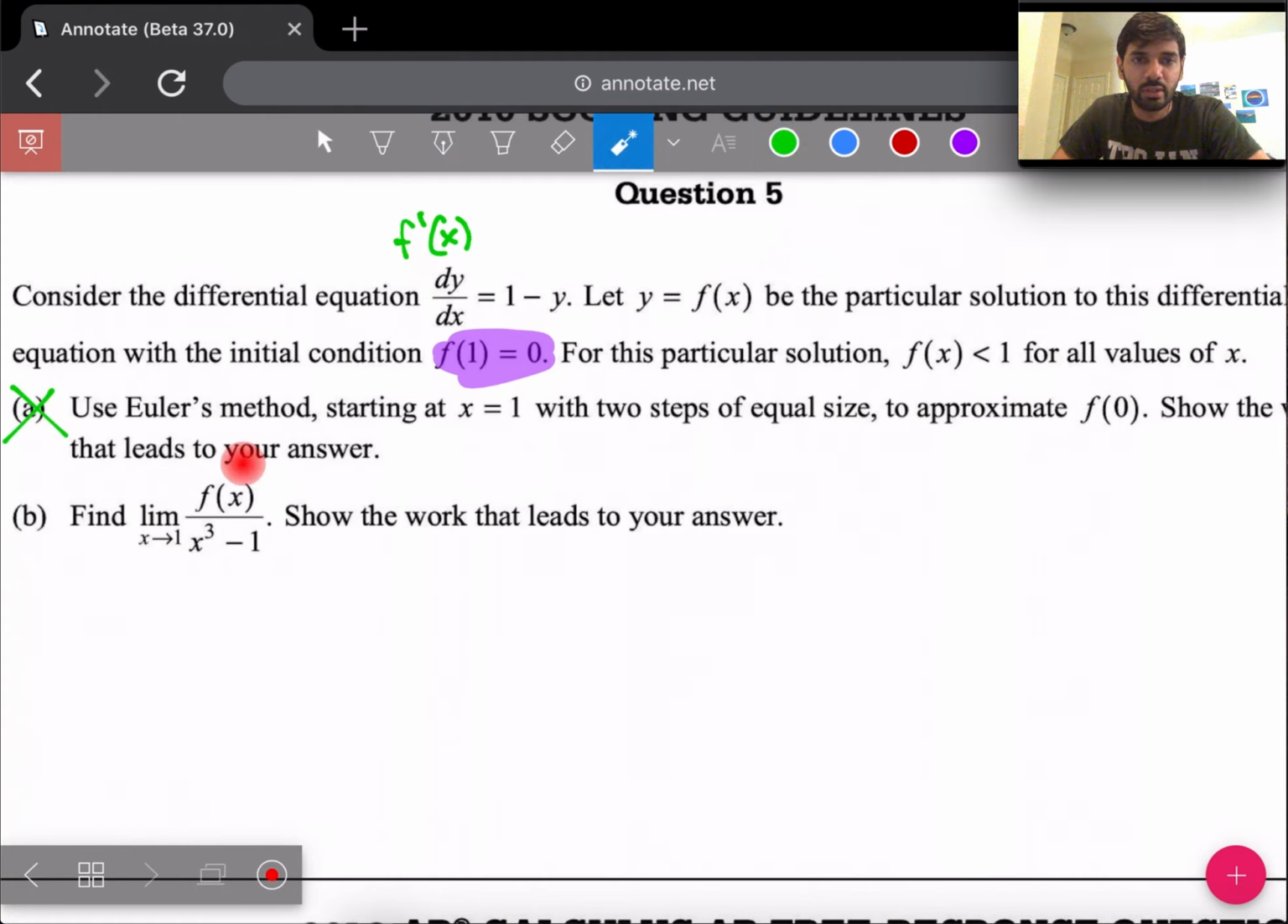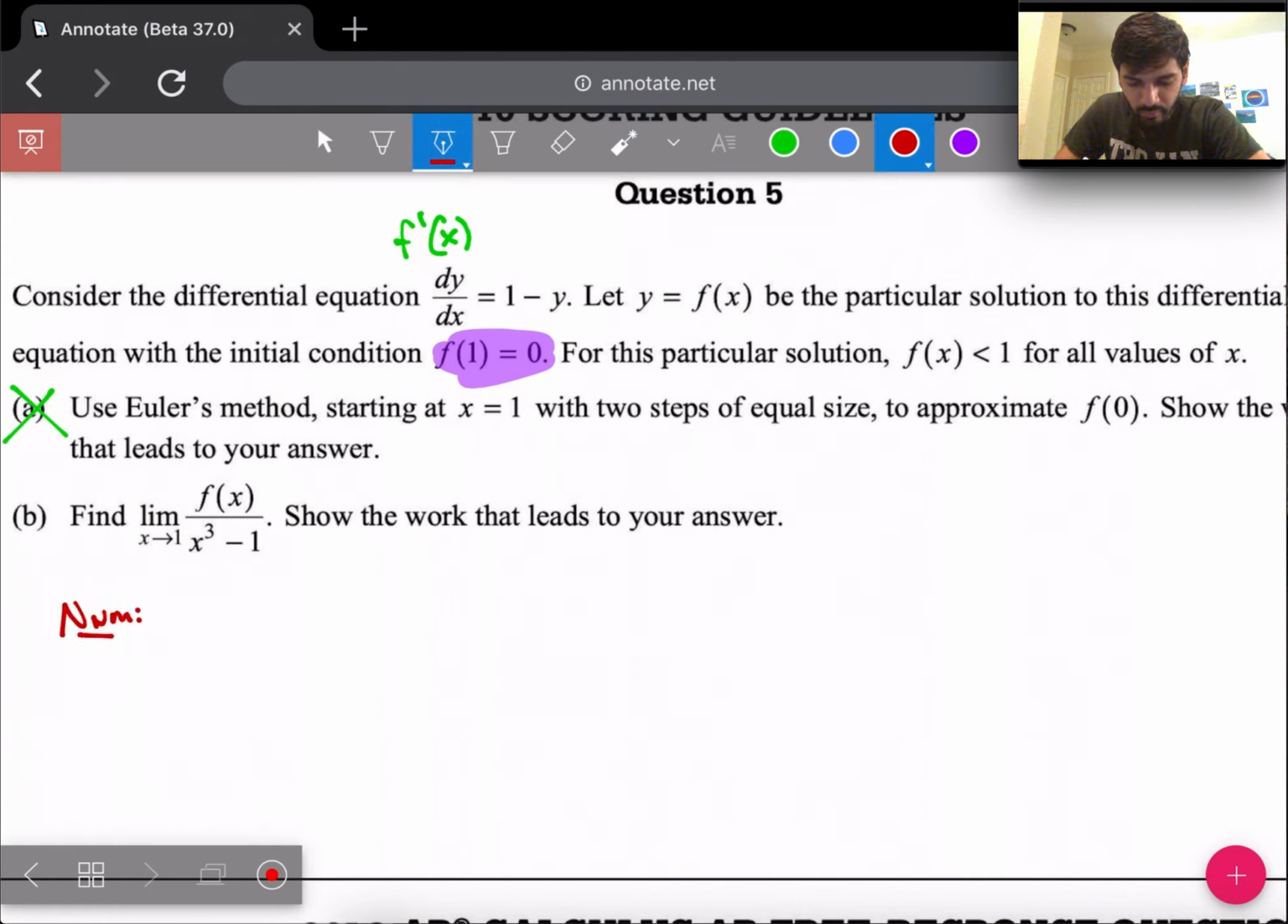So now before I even start writing anything, let me just think about what's going to happen here and see if it's going to be L'Hopital's. So x is approaching 1. F of 1 is 0. Okay, so we have 0 in the numerator. And then 1 cubed minus 1 is also 0. This is going to be a L'Hopital's rule. So I'll do this one a little bit faster.